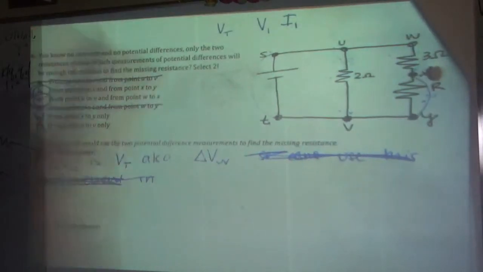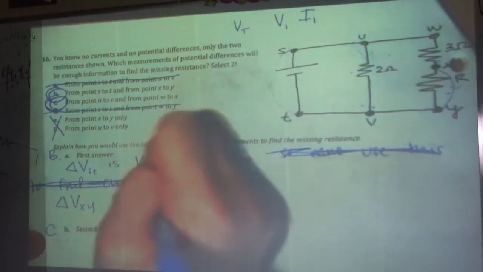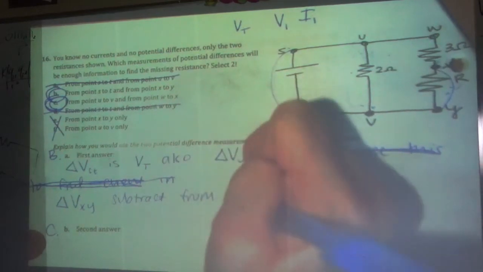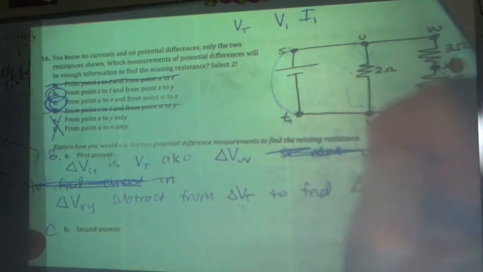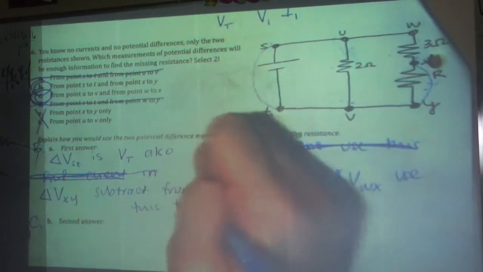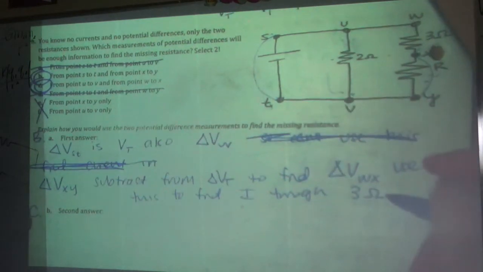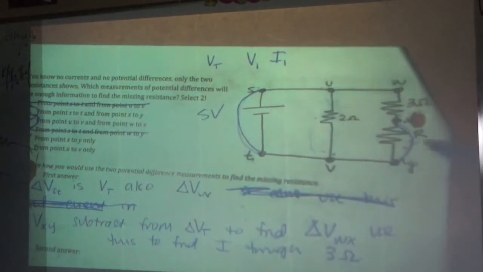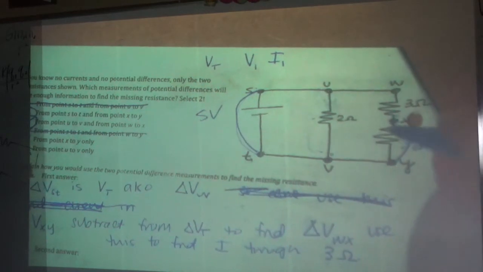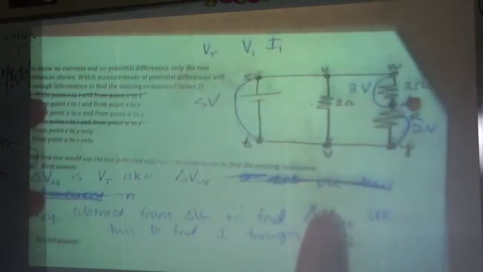And then this is where we actually need to know the voltage from X to Y. If you know X to Y, you're going to subtract it from V total to find the voltage drop from W to X. And then you can use this to find the current through the 3 ohm resistor. So let's make up a number. Let's say this is 5 volts, and then I find out that X to Y is 2 volts. Well, if this is 2 volts and this is 5 volts, this has to be 3 volts. So you would subtract to find the voltage drop here.